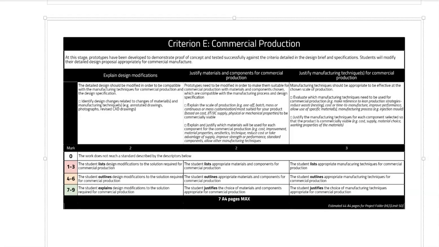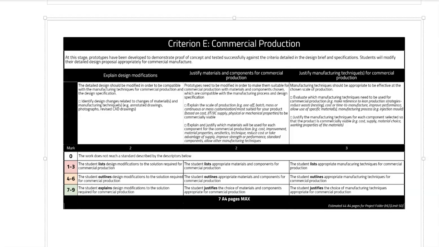The next section, justify materials and components for commercial production. Prototypes need to be modified in order to make them suitable for commercial production, with materials and components chosen which are compatible with the manufacturing processes and design specifications. So students need to explain the scale of production, whether it's one-off, batch, mass production, mass customization, whatever suits your particular product, and it's normally based on cost, whether it's just in time, supply, or just in case.